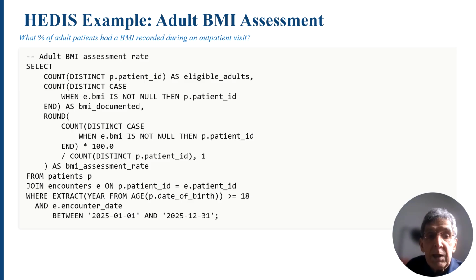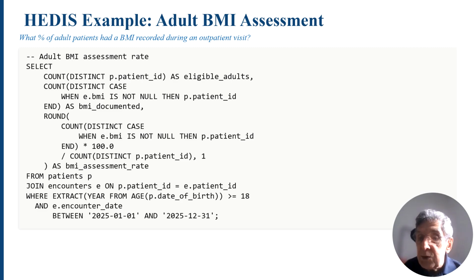And finally, the BMI assessment, the HEDIS BMI. We're asking what percentage of adult patients had a BMI recorded during an outpatient visit during the measurement year. So this query is structurally simpler than the previous two, because we join patients to encounters and then filter the where clause to adults aged 18 and older with encounters during the year of observation. The denominator is all such patients.